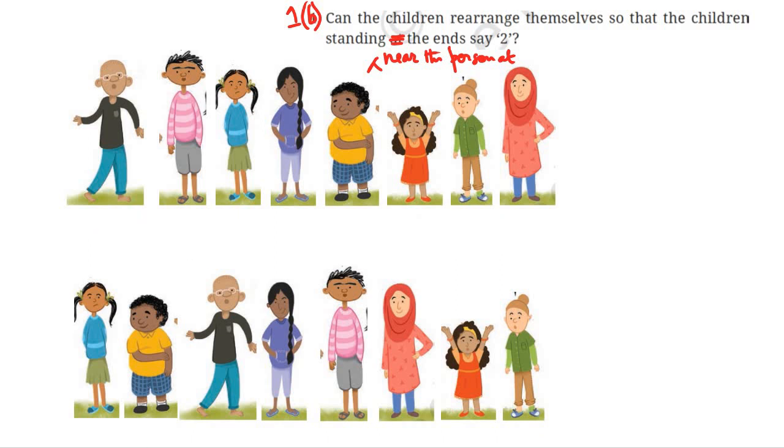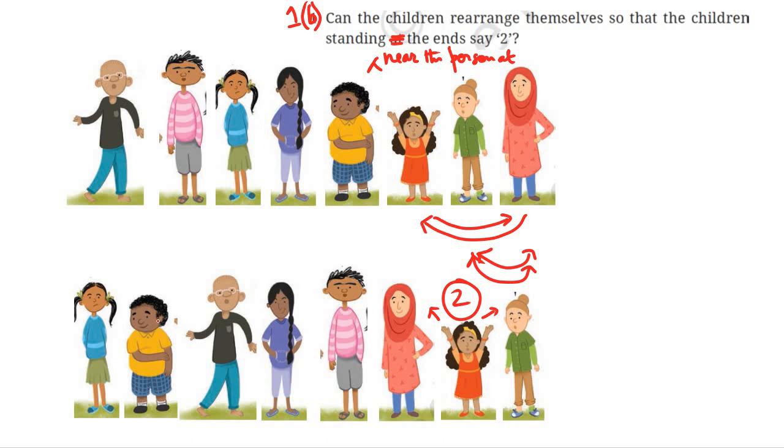So what I am doing is basically, first I am swapping her position with this small child's position. Next I am swapping these two positions. Okay, so if I do this swap, I get this position over here. So you see, this girl can indeed say 2 because both these fellows are taller than her.